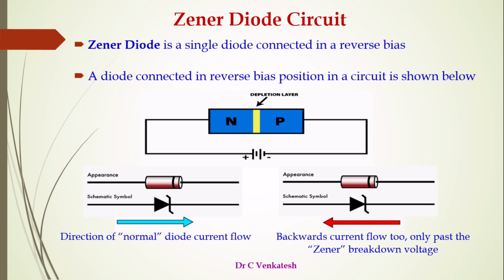Below the circuit, the appearance and schematic symbol of the Zener diode. The blue color arrow shows the direction of normal diode current flow. On the right side, the red color arrow mark shows the current flow in the Zener diode. Working principle of Zener diode.